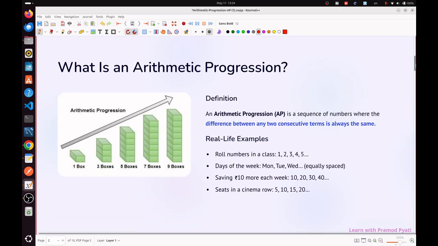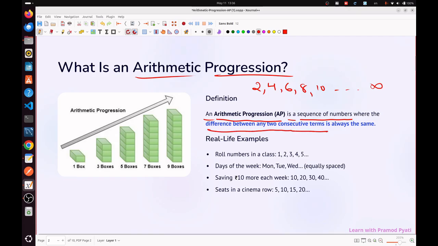Now we'll move on directly to arithmetic progression. The definition says that an arithmetic progression is a sequence of numbers. Suppose you consider even numbers only, like this sequence: 2, 4, 6, 8, 10 up to infinity. An arithmetic progression is a sequence of numbers where the difference between any two consecutive terms is always the same.